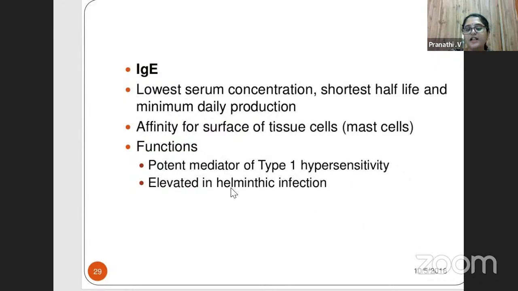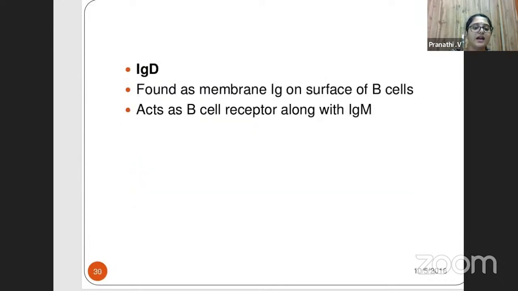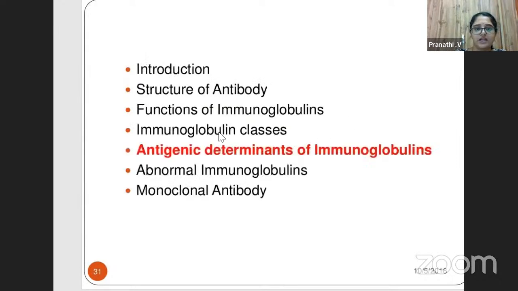In case of any kind of helminthic infection, helminths being platyhelminthes and nemathelminthes, which are invertebrates, such as liver fluke, lung fluke and tapeworms, you're going to have allergic reaction symptoms. So it is a marker, you can call it. Now we have one more immunoglobulin, that is IgD. It is present on the membrane, on the surface of B cells. So it's a B cell receptor along with IgM.